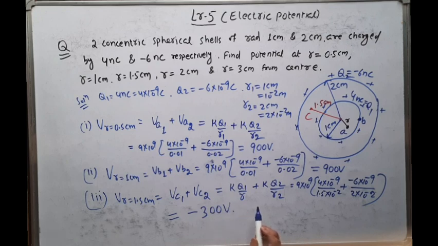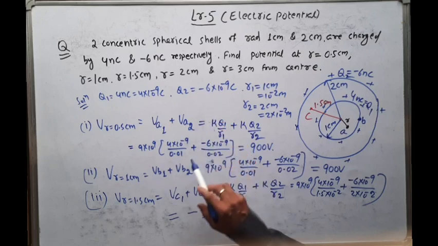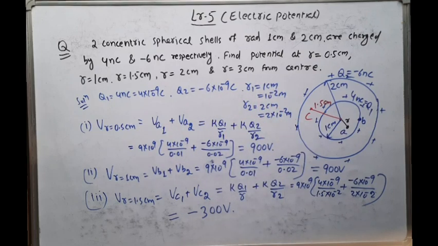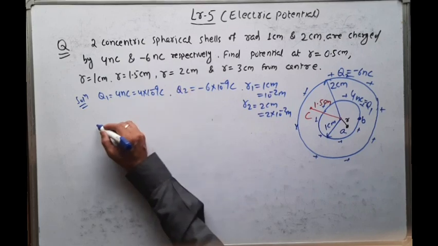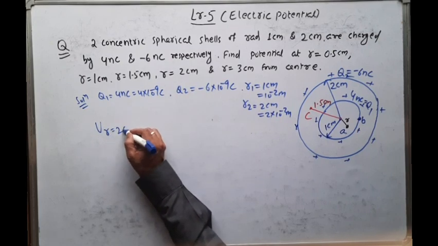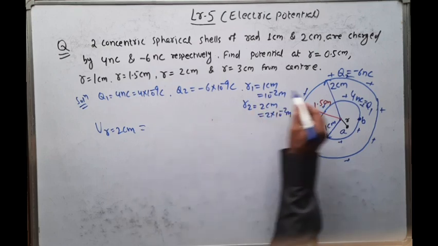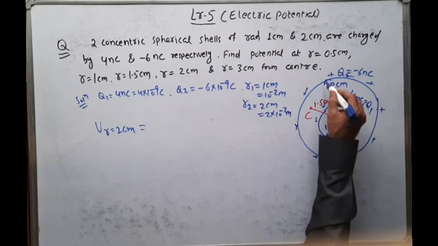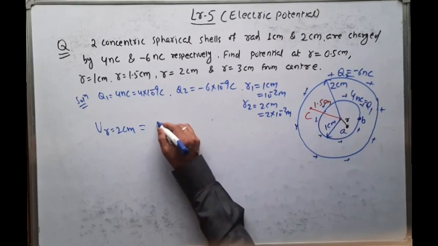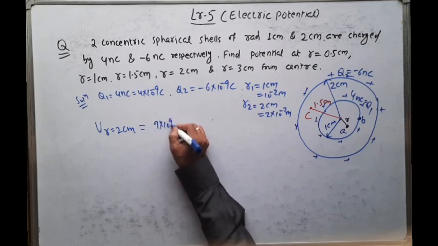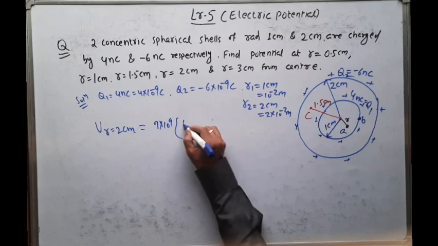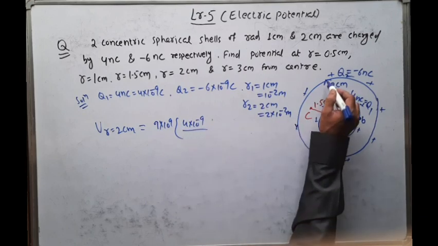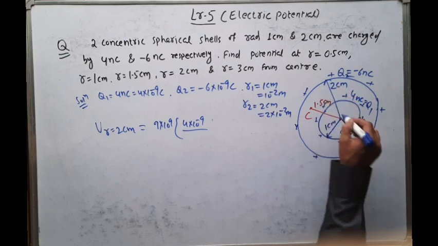In this way, you can calculate the potential at 2 centimeter, 3 centimeter and so on. Okay, so I am giving the answer. You can match it. Now you find the potential at R equal to 2 centimeter. You already know, 2 centimeter is on the surface of the second sphere, and it is an external point for the inner sphere. So that is equal to K, 9 into 10 to the power 9, Q1 is equal to 4 nanocoulomb, and this point is at 2 centimeter.